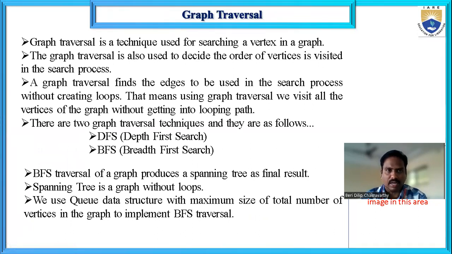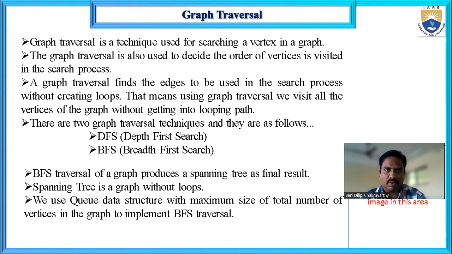Let's see graph traversal. Graph traversal is a technique used for searching a vertex in a graph. You are visiting each and every vertex in the graph. Why are you visiting it? You are searching for some vertex or some node. A graph traversal is also used to decide the order in which vertices are visited in the search process. Whether you visit this node first or that node first, we'll see those things.